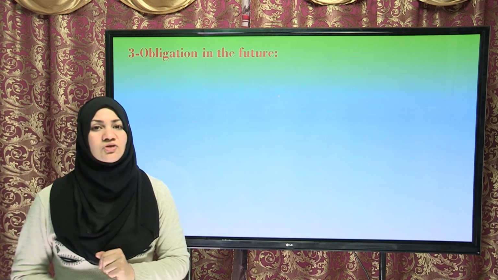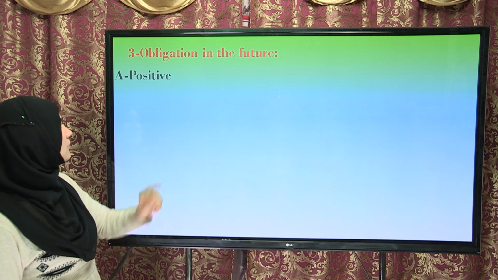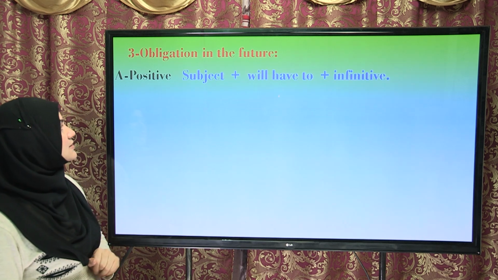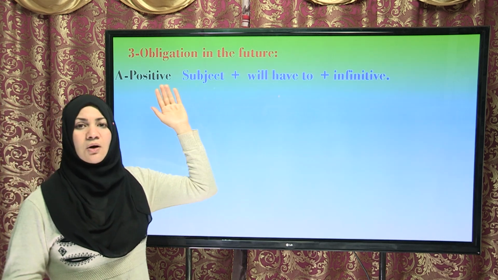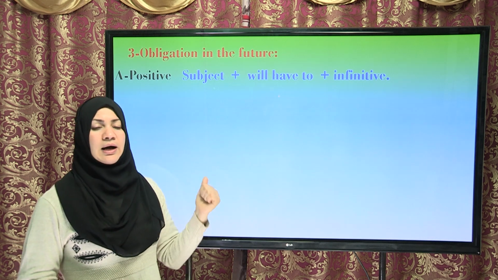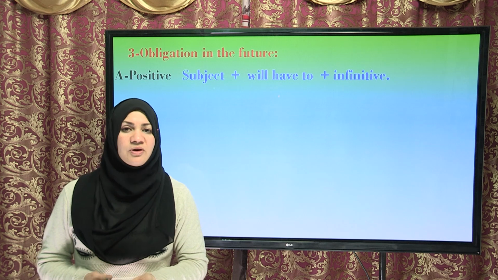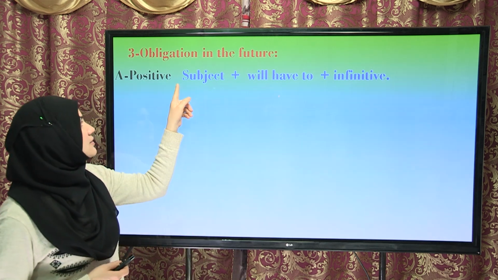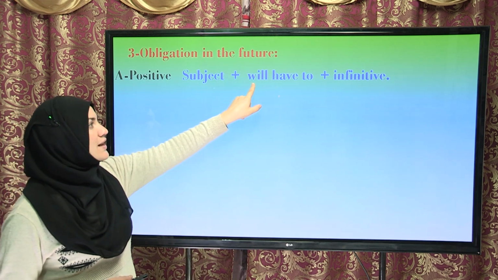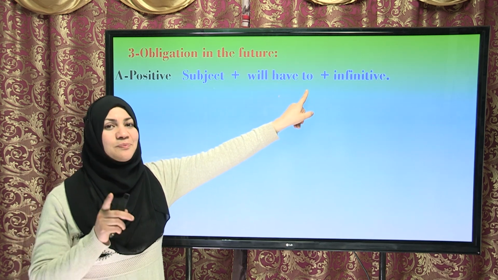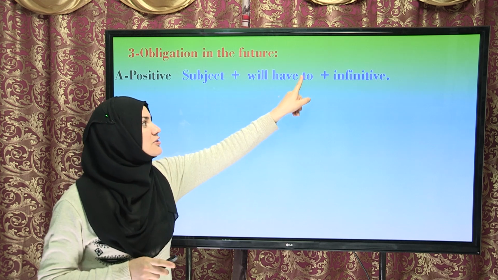Obligation in the future. The form, positive. The same thing here. The form is subject, or the personal pronouns: I, you, we, they, he, she, it, name of person, name of animal. Subject plus will have to. Will have to. I repeat, we don't forget to.